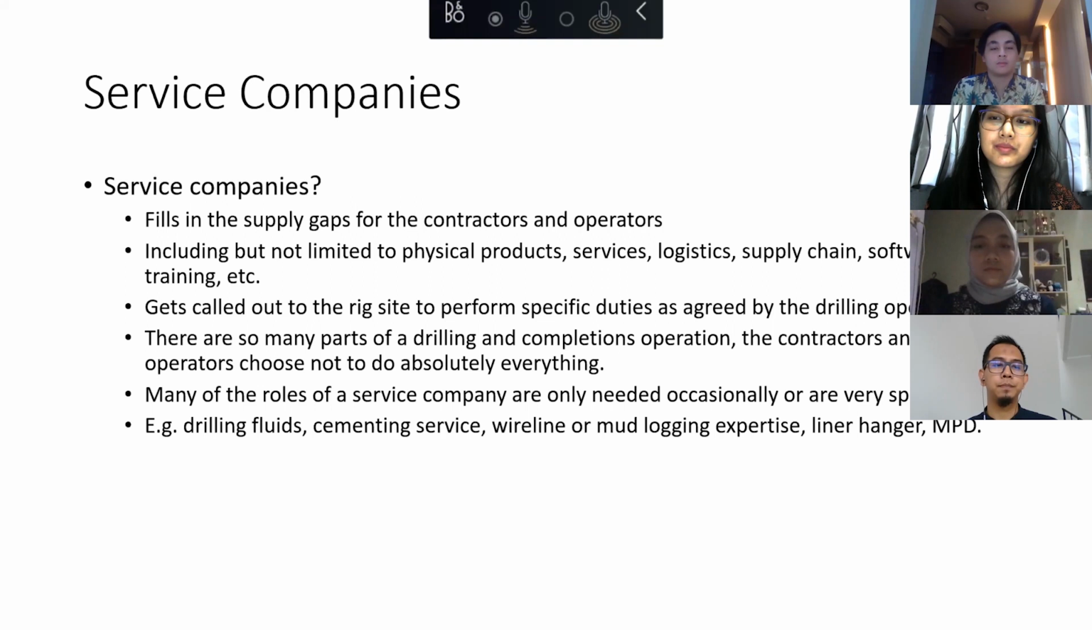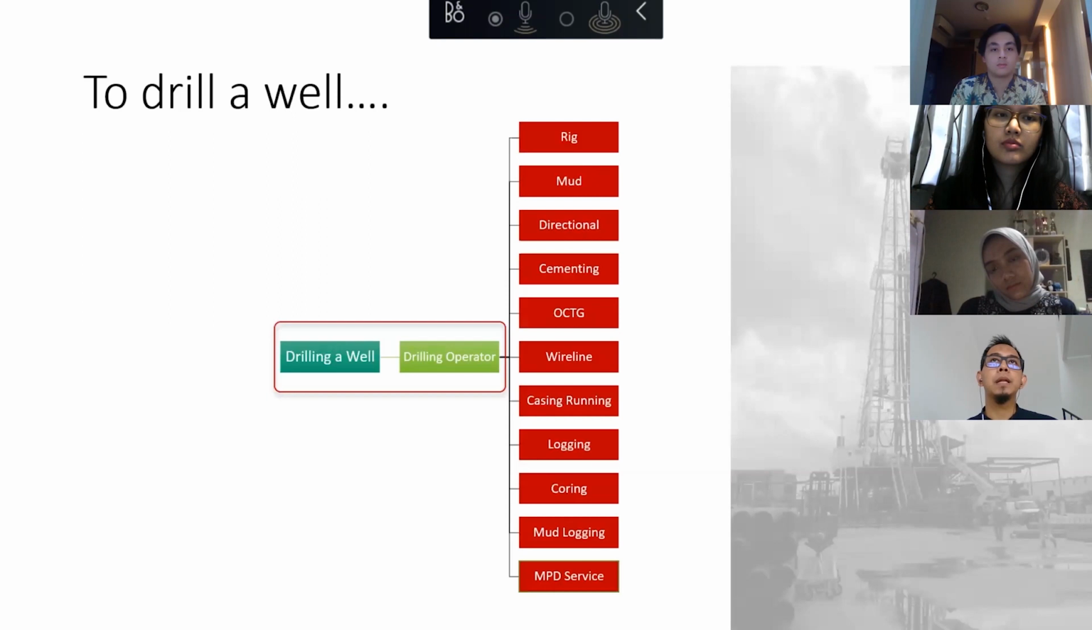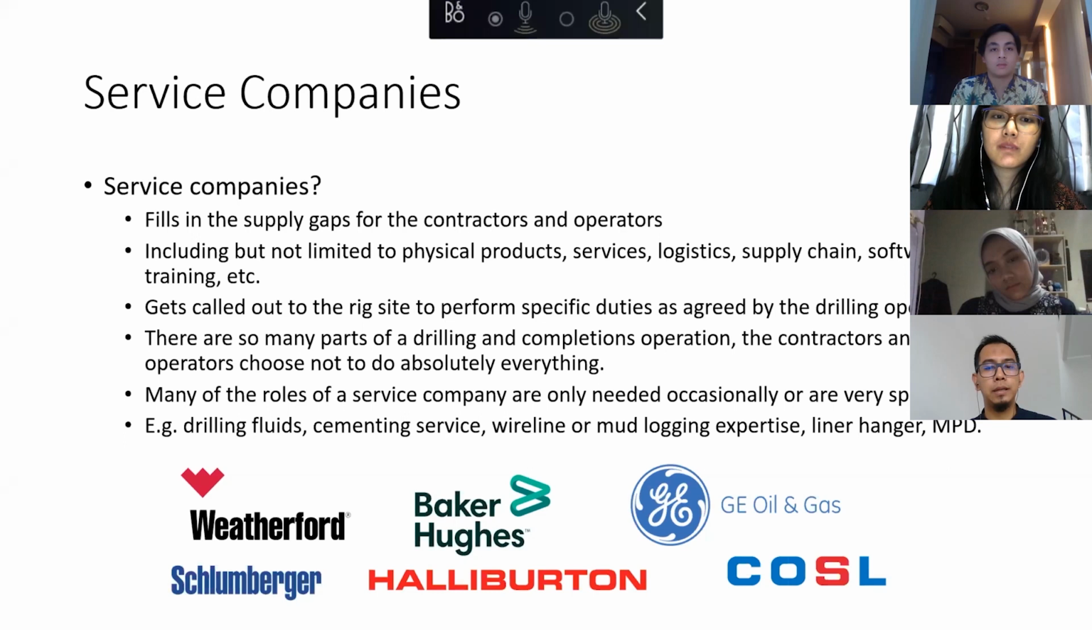For example, drilling fluids, there's a specific company who focuses on drilling fluids, cementing services, wireline, or mud logging service expertise, and liner hanger, managed pressure drilling, underbalanced drilling. So there are a lot of service companies that focus on a specific area, but some service companies can have more than one product line or business unit, as you call it.